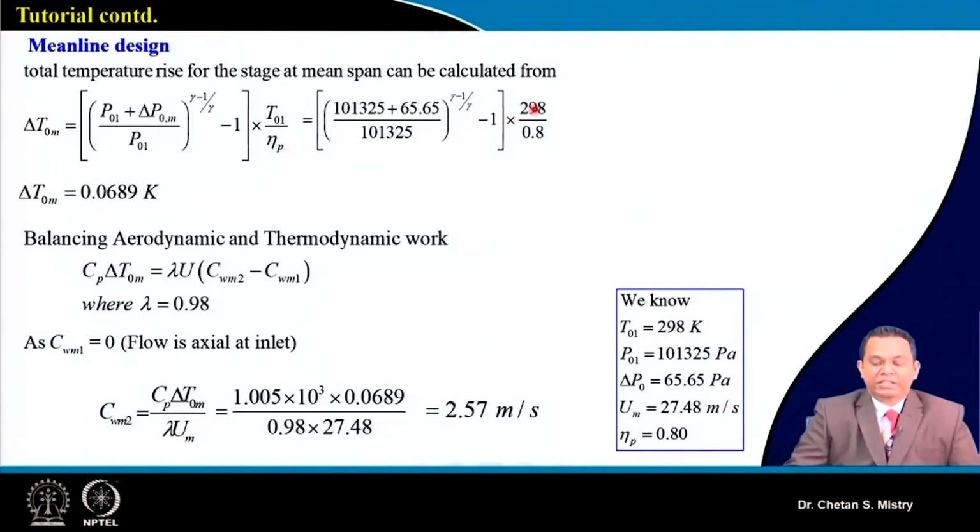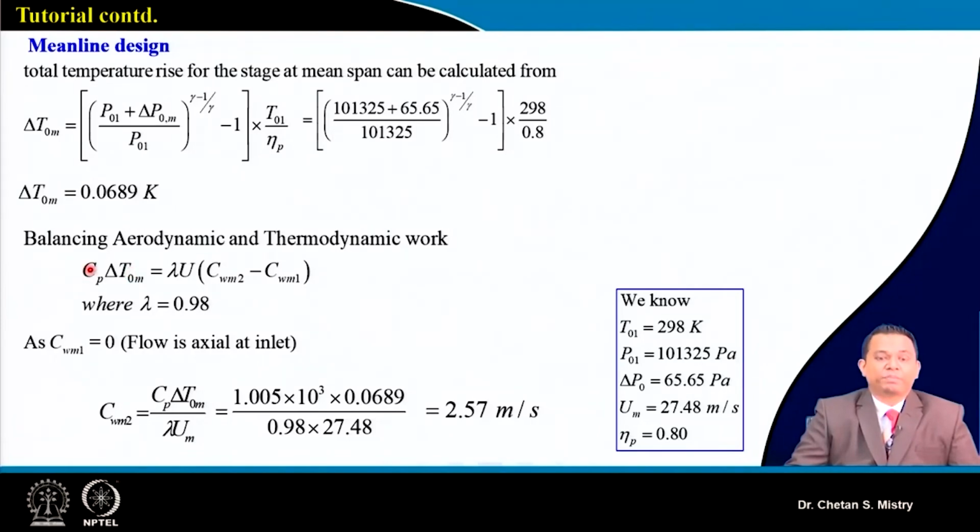If you take this as 80%, my delta T0 you can see is coming 0.0689 Kelvin. That's a small total pressure rise that we are expecting, because the pressure rise we are expecting is also low. So once this is known to us, we compare our aerodynamic work and thermodynamic work to be the same.